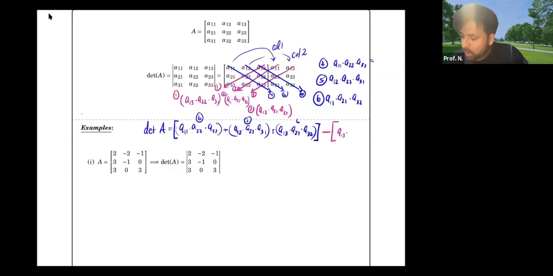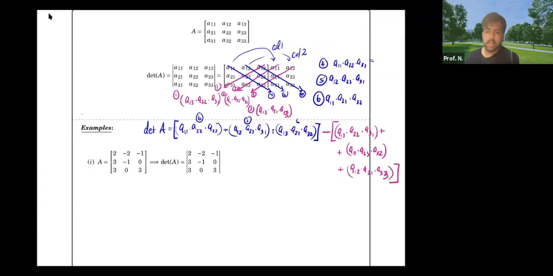So I got A13 times A22 times A31. That's one thing. And then you add that to A11 times A23 times A32. And then you add that to A12 times A21 times A33. Sorry, it should be A33. That's it, guys. That is my magic trick.